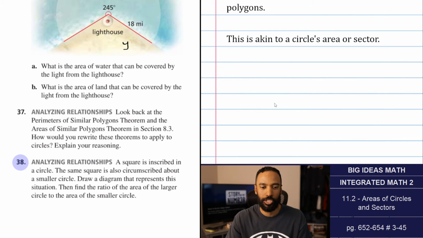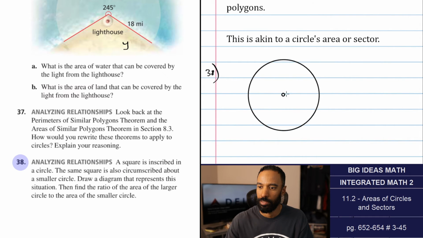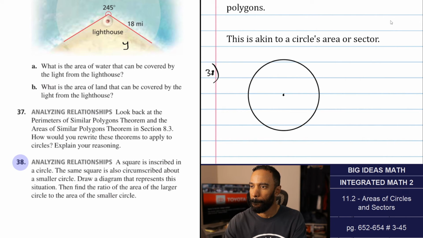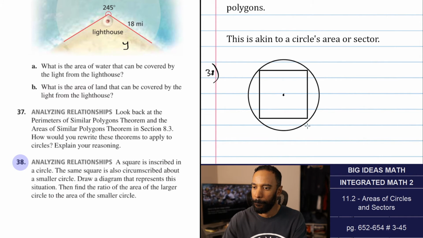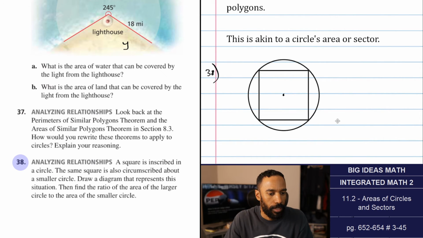A square is inscribed in a circle. I might want to draw that. So I got a circle, and I got a square inscribed in it. Okay. The same square is also circumscribed about a smaller circle.